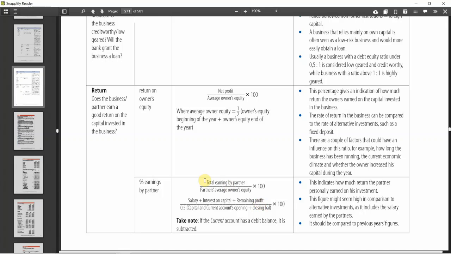So the figure here will usually be higher than the return on owner's equity because the partner's salary can be quite a significant amount. Usually we will therefore have to compare more to previous years' figures rather than alternative investments.